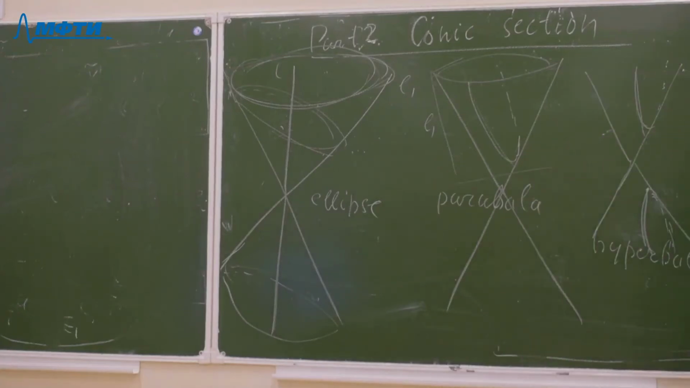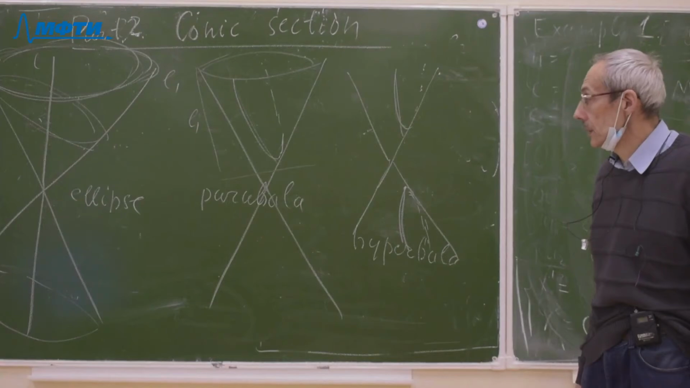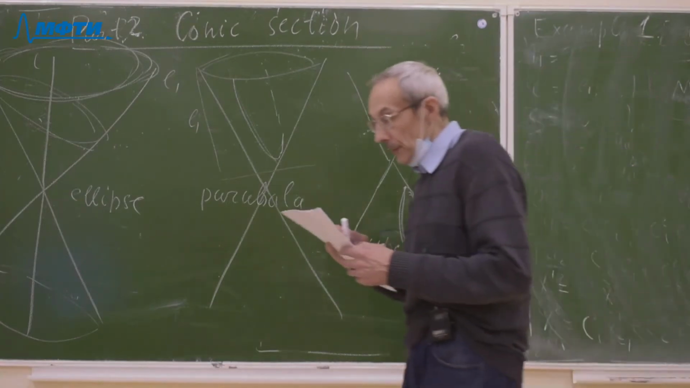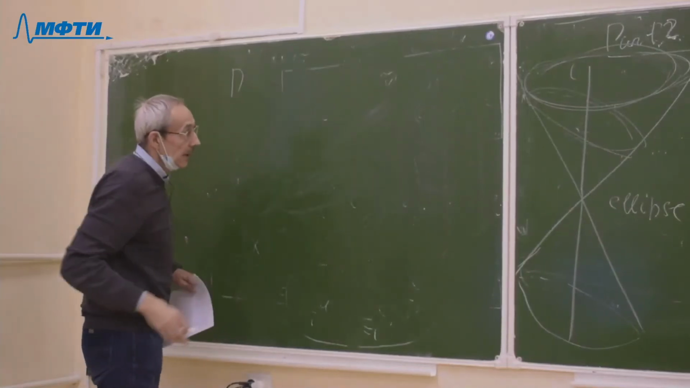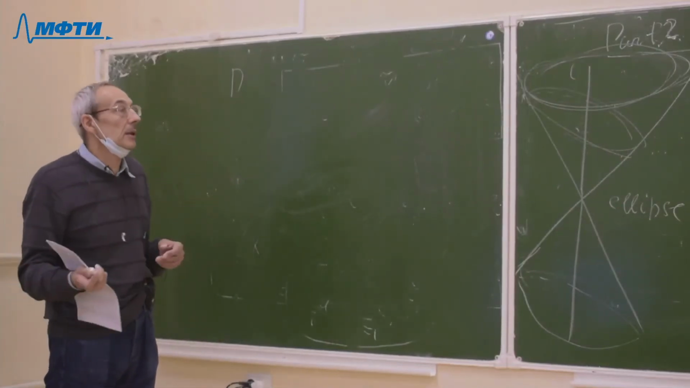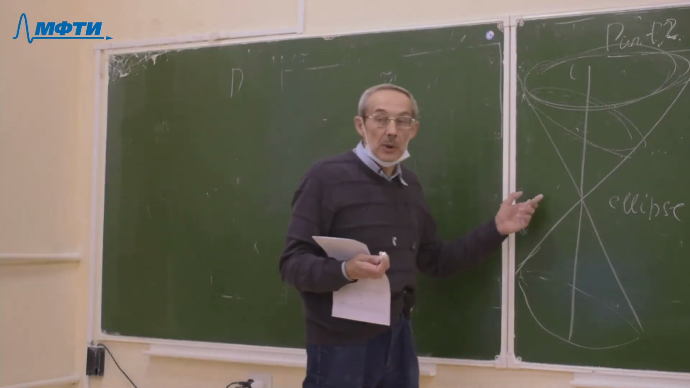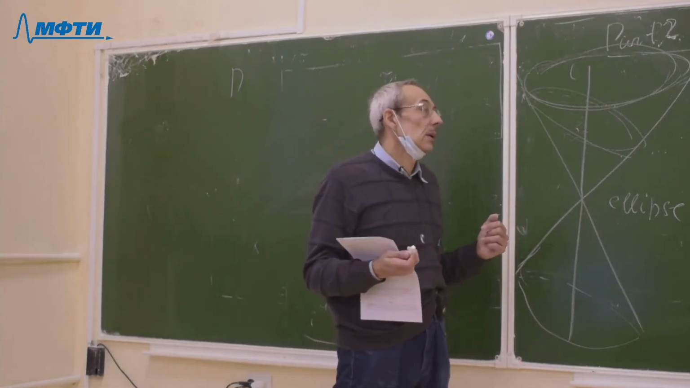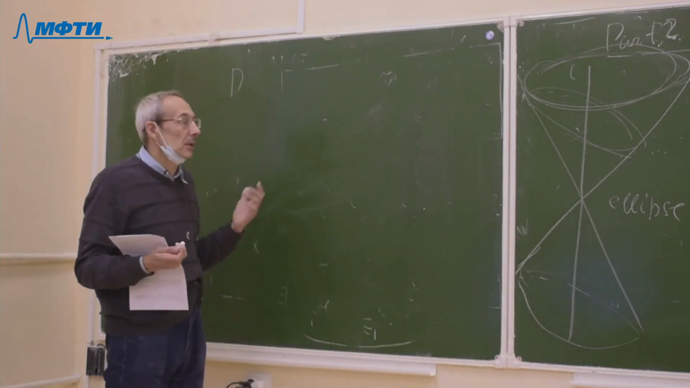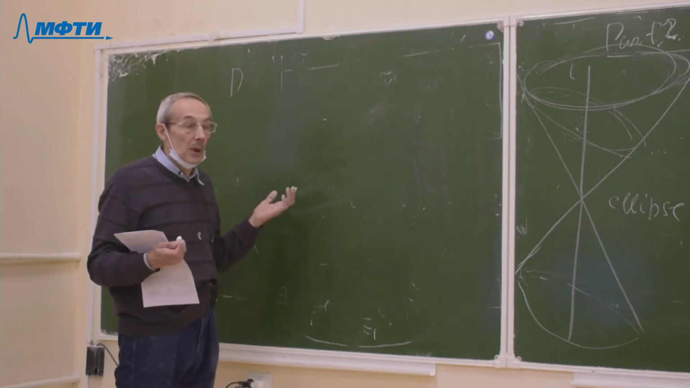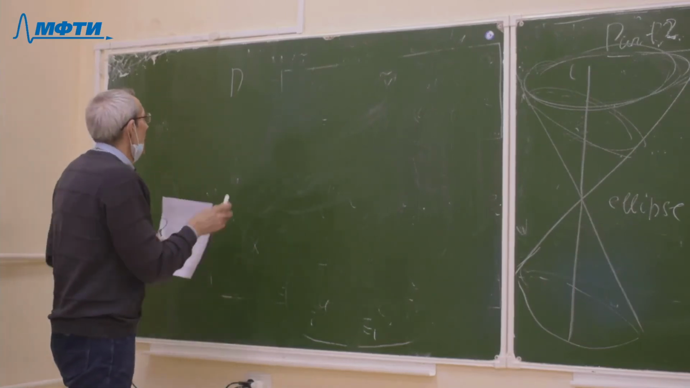But we start with another definition of this conic section. At the end of our study, we will show that this geometrical definition is equivalent to the definition which will be the starting point of our study.